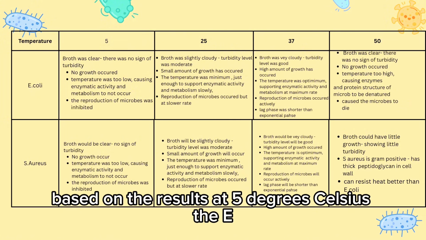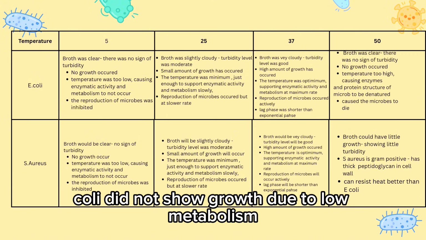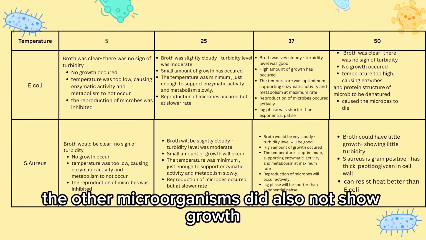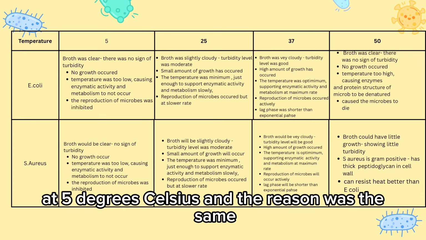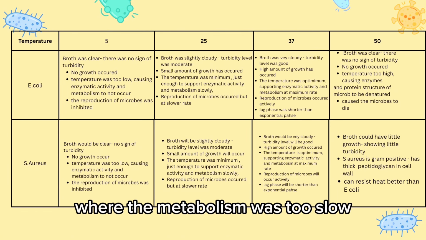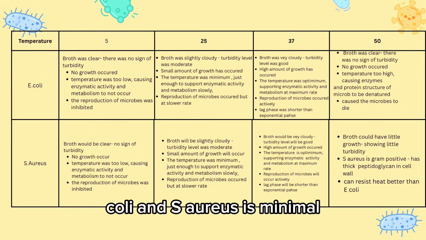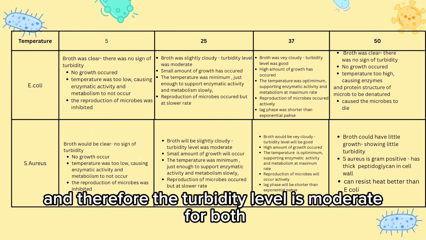Based on the results, at 5 degrees Celsius, the E. coli did not show growth due to low metabolism. And based on Science Direct, the other microorganism did also not show growth at 5 degrees Celsius, and the reason was the same, where the metabolism was too slow. At 25 degrees Celsius, the growth of E. coli and S. aureus is minimal, and therefore the turbidity level is moderate for both.